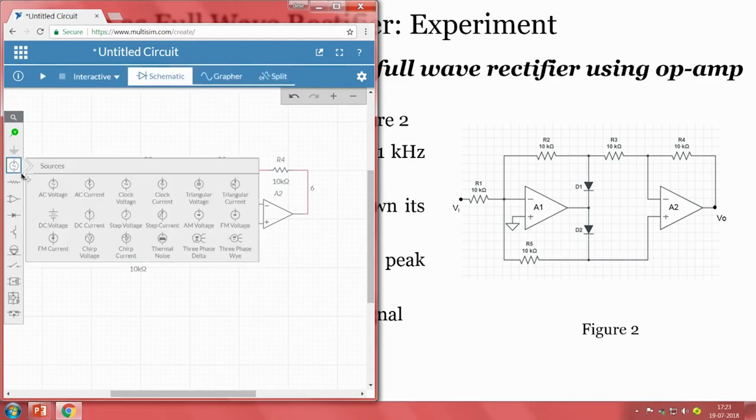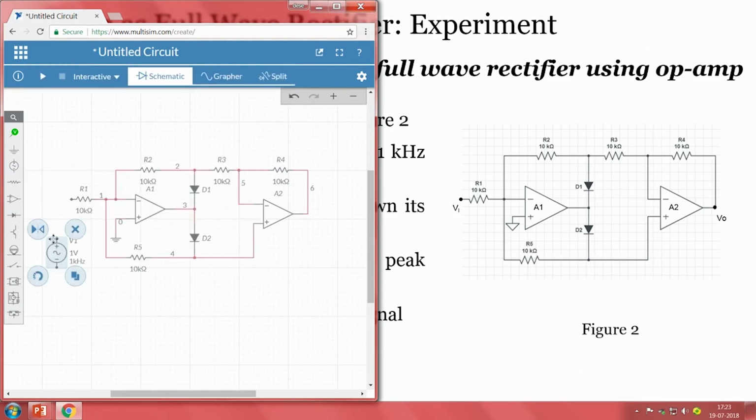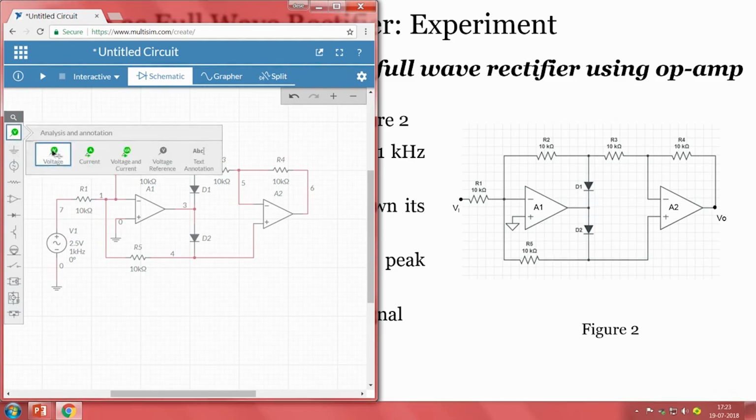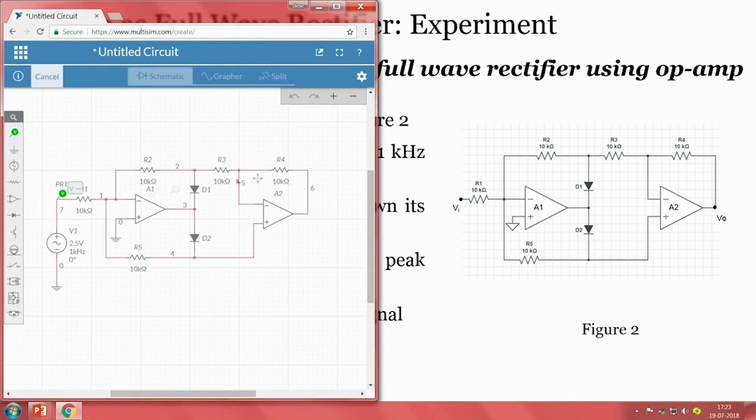What I will do is take an AC voltage, and I am connecting the AC voltage here. The peak to peak value I will make 5, so 2.5 is the peak value, and the other terminal should be connected to the ground. So, I am connecting it to the ground. Now the circuit is ready. In order to visualize the input and output and do the comparison, we have to consider the probes. I will take one at the input side and the other one at the output side.